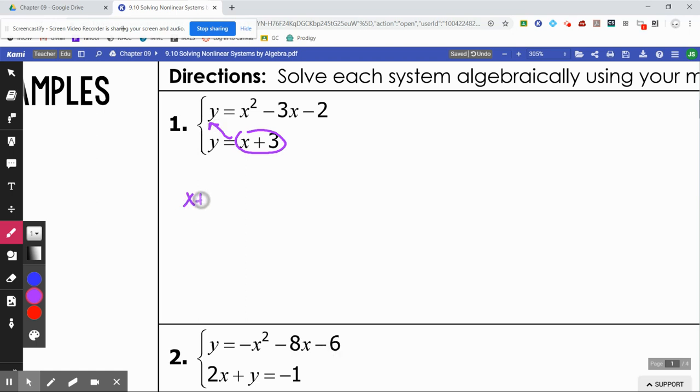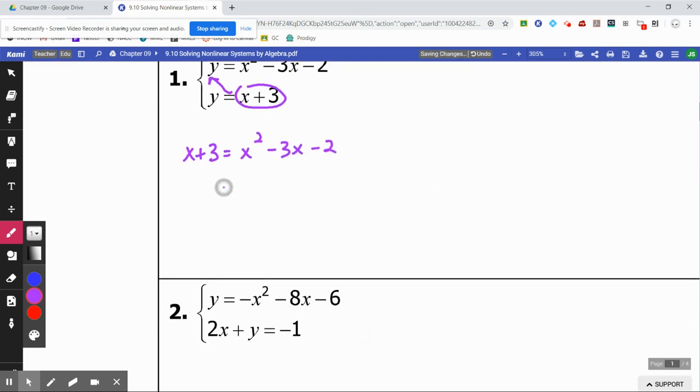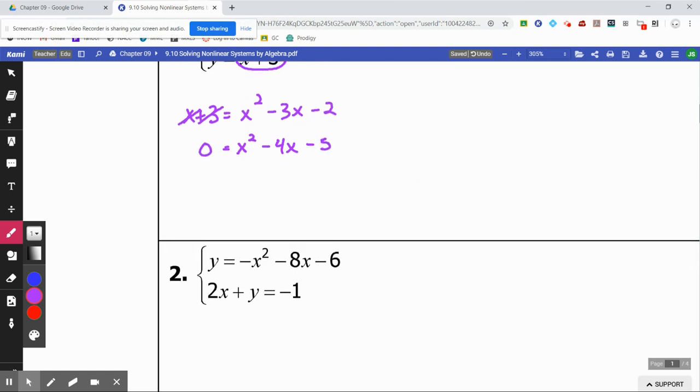So I now have x plus 3 equals x squared minus 3x minus 2. Since it's quadratic, let's move everything to the same side. I'm going to move the x over by doing minus x. I now have minus 4x. Move the plus 3 by doing minus 3. I now have minus 5, and it's equal to 0.